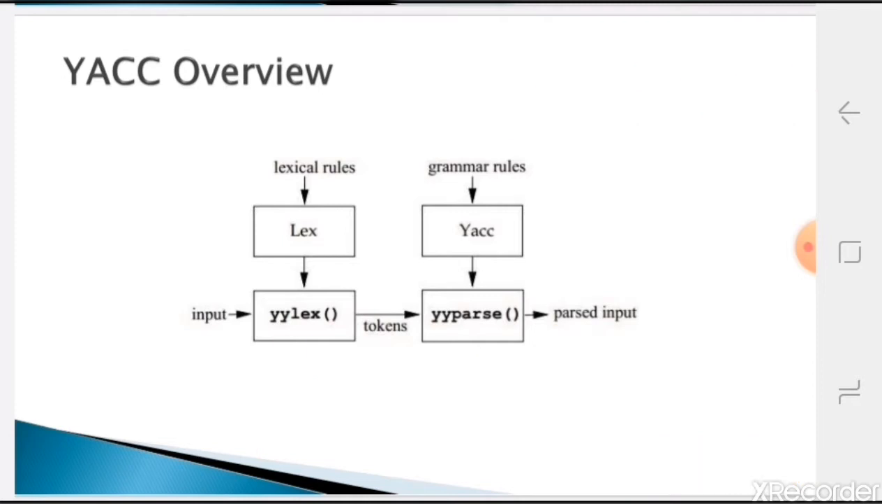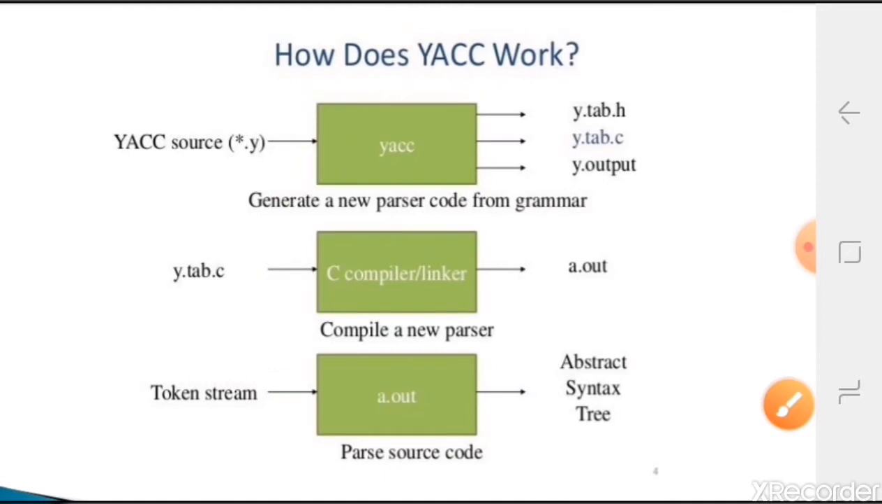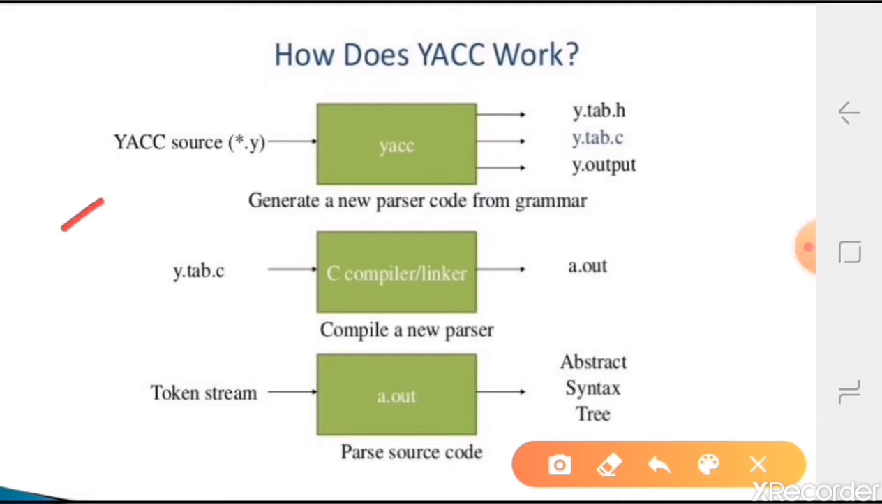Okay, now let's see. This is actually how we'll compile it, so how it works, we'll study now. Here we'll write the YAC program first. Okay, its extension will always be .y. So the YAC compiler will take it, and then it will actually create three files: y.tab.h, y.tab.c, and y.output.